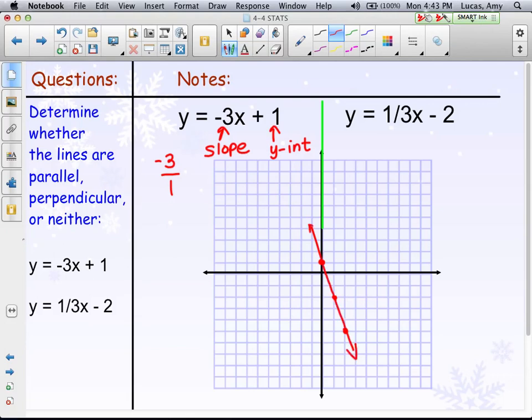So there's my first one. My second one, the slope is 1/3, and the y-intercept is -2. So I can start at -2 on the y-axis, and rise over run for this one is 1/3, so up 1 over 3, up 1 over 3, and then I can draw my line.